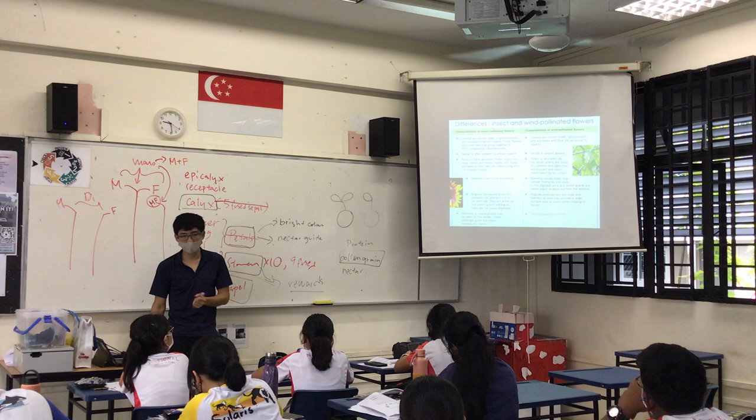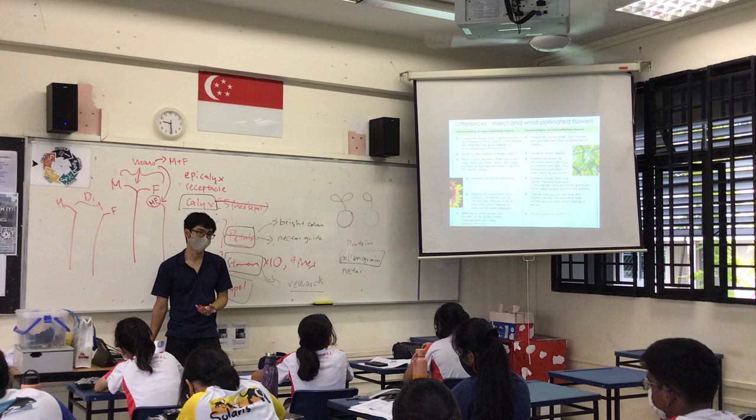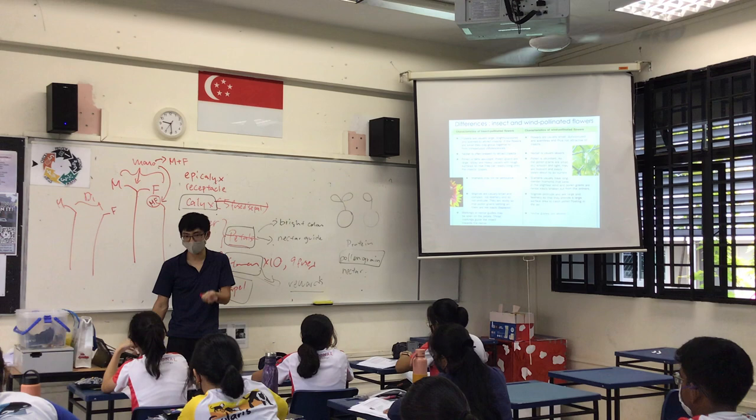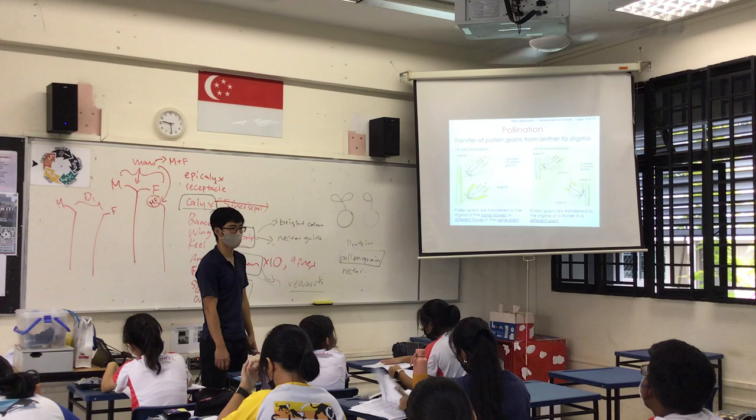A comparison of insect and wind pollinated flowers is in your textbook. The skill you need to pick up is, I may give you a flower, then ask you to identify it. That's usually how I will test you in this particular part of the chapter. Give you a flower, you identify it, then you just tell me why you think so. Finally, I would like to end off the lesson with the idea of cross and self-pollination.